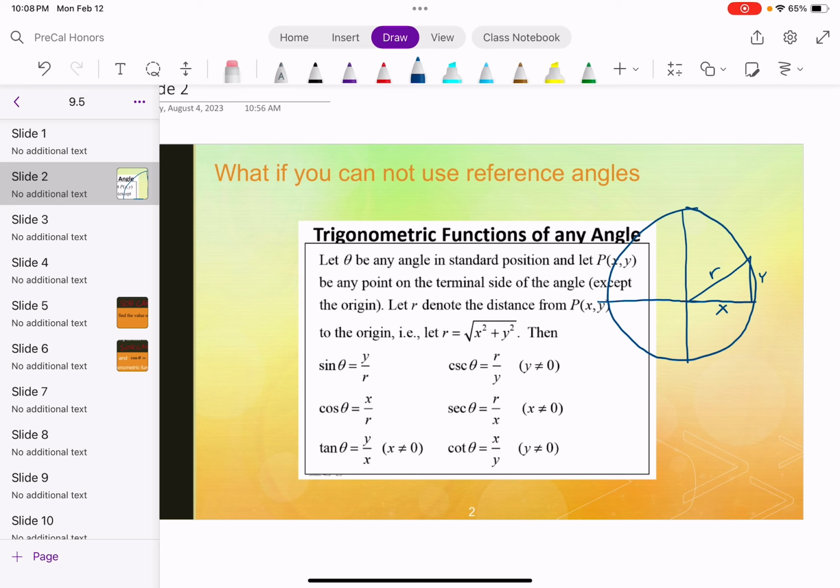So here on this slide, we go over the different equations that you would have for a sine, cosine, tangent, and their inverses.